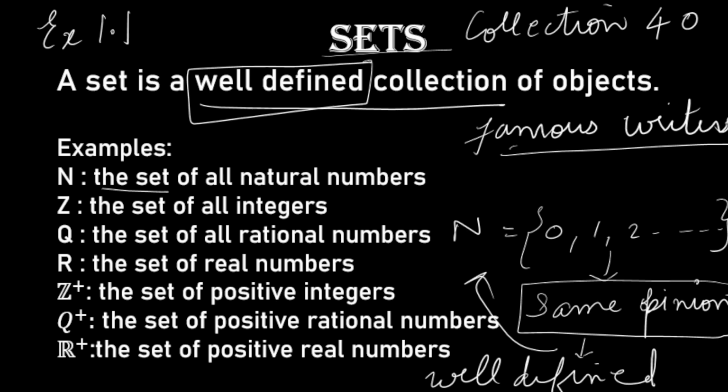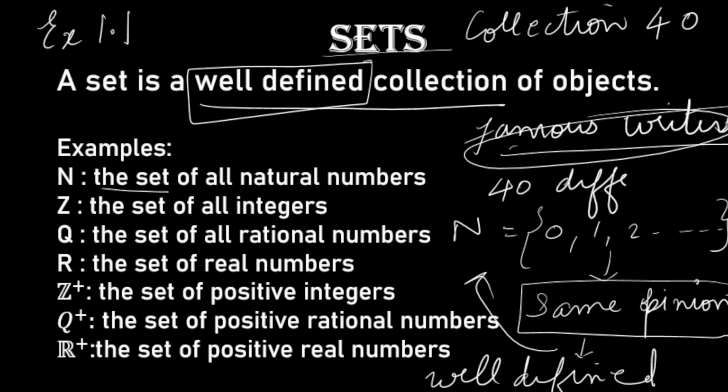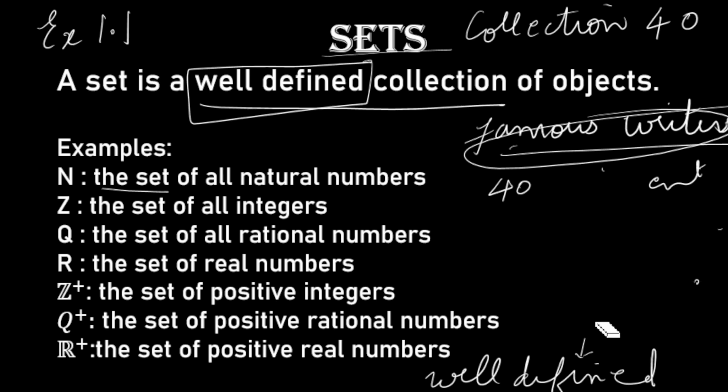According to different persons, they consider different persons to be famous. So when they give the set of famous writers, everyone is giving a different set. So maybe I will get 40 different sets in this case. So all the students are giving me different collections. So better than using the word set, here I am using the word collection. So basically 40 different collections I will get when I'm asking about the collection of famous writers.